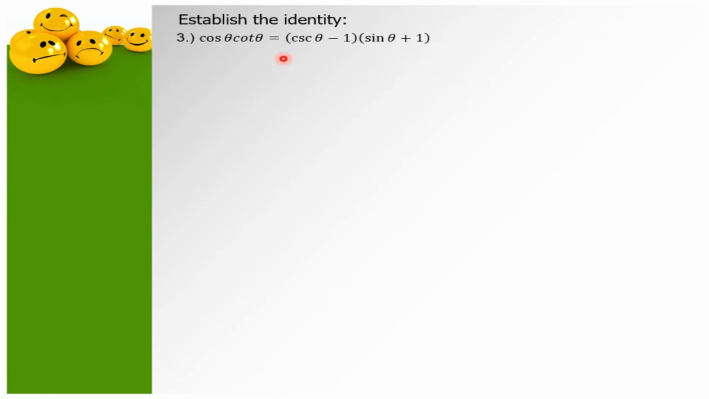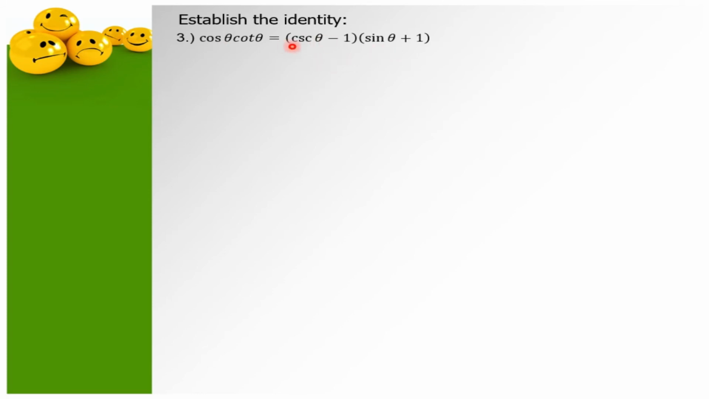Okay, for number 3, we're going to establish the identity cosine theta times cotangent theta is equal to cosecant theta minus 1 times the quantity of sine theta plus 1. Again, we're going to analyze the given equation, and then determine natin kung saang side mas komplikado. Is it the left side or the right side of the equation?